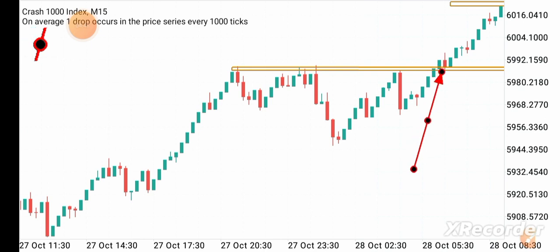So this is now a support. You see the first one, this green candle, closed above it. Now the red candle closes above it too, with this spike showing up, telling you that this is a pin bar.